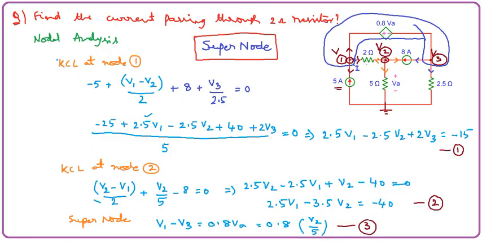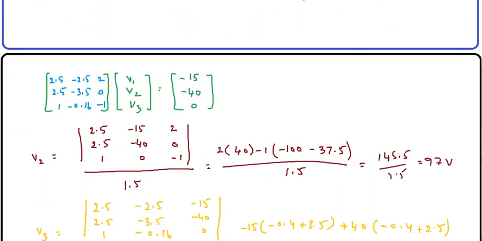So here the current passing through the 2 ohm resistor is V1 minus V2 divided by 2. That we should be very clear. Let me write here. So the current passing through the 2 ohm resistor, let me write it as I, is equal to V1 minus V2 divided by 2.